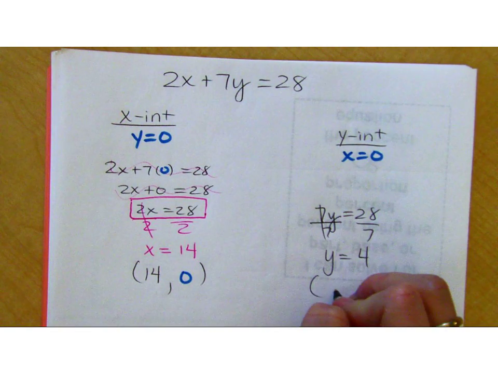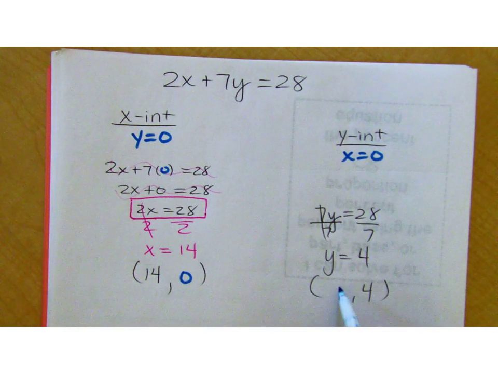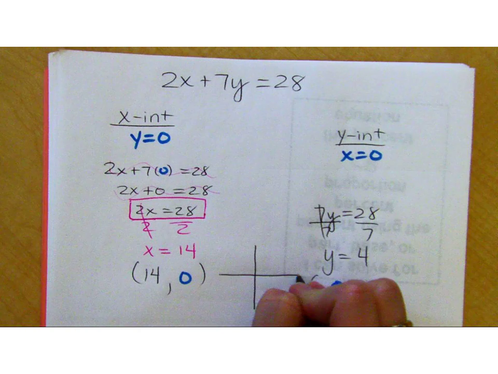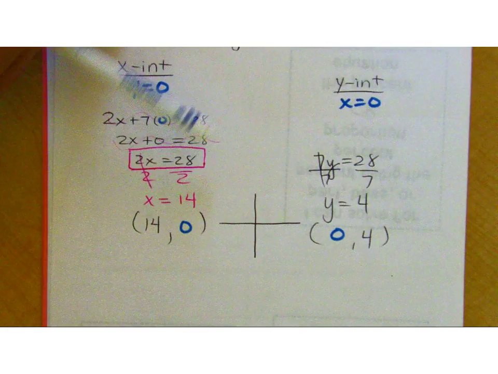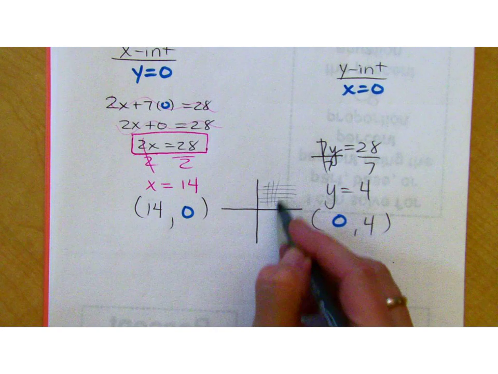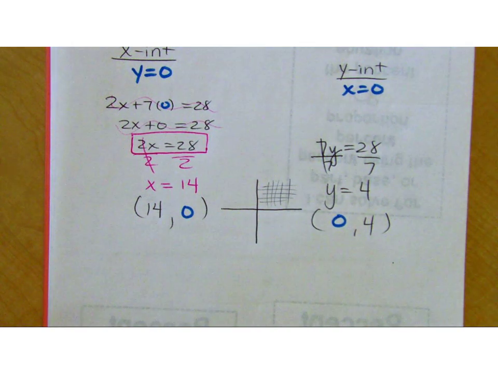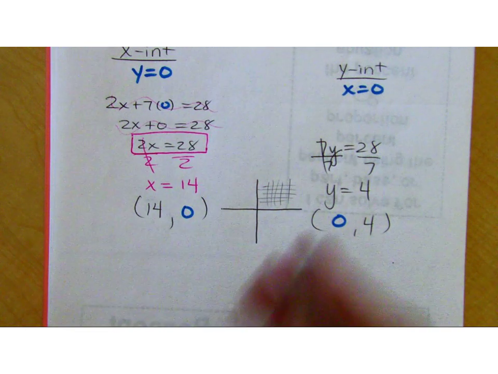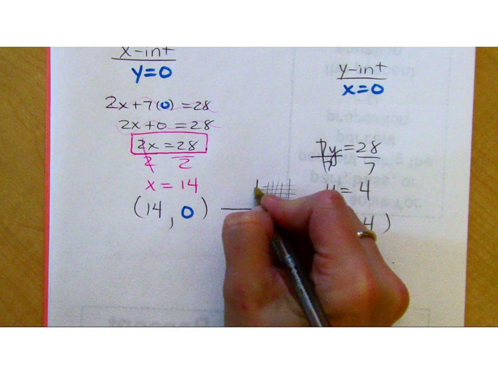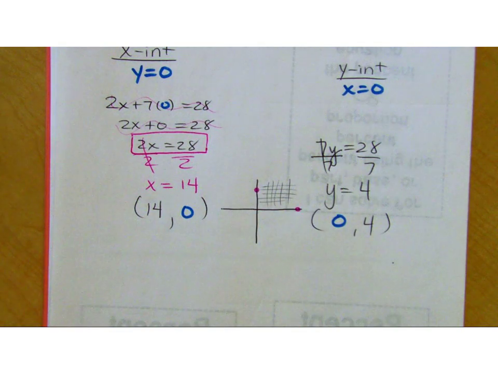And I'm almost done. Because the whole point of this is graph it, right? Here's my little graph. And by the way, I'm not even giving you graph paper for this. Because you don't even need any of these lines today, do you? Every point you plot today will be on an axis. So I go all the way out to 14, 0. I go over here to 0, 4. That's all I need. I don't need a table. I don't need a fancy graph. I just need 2 points, and I got them.